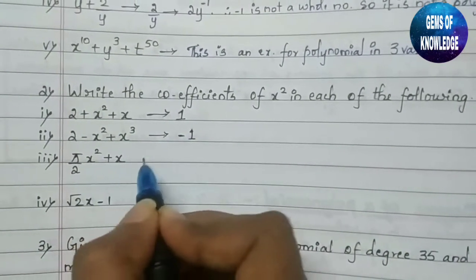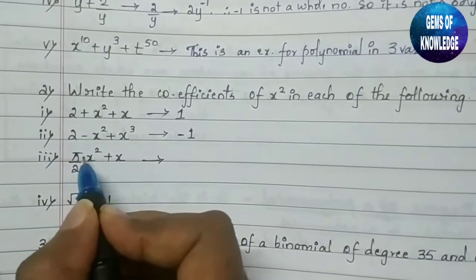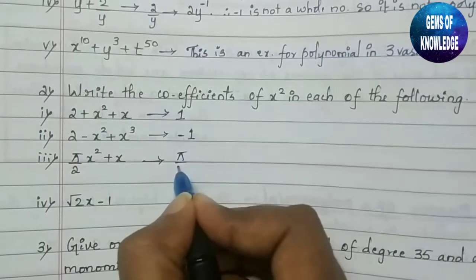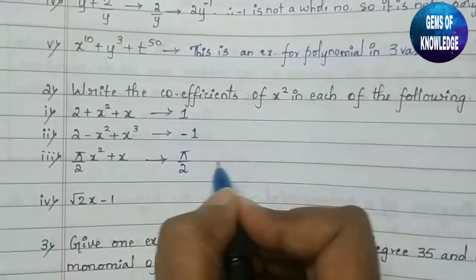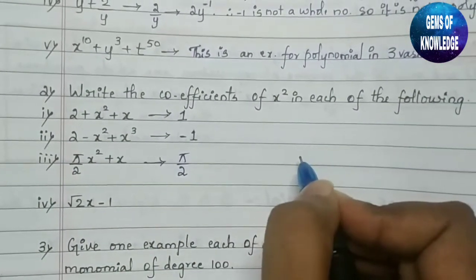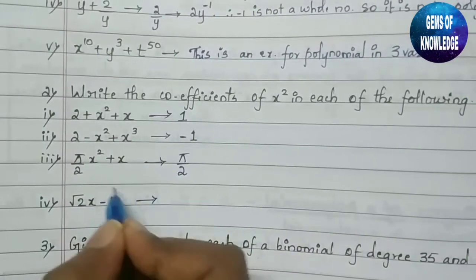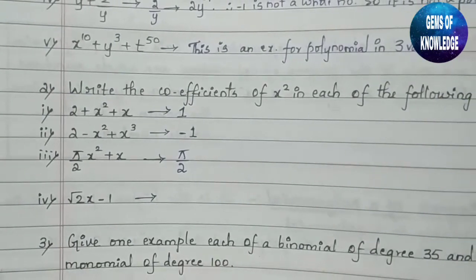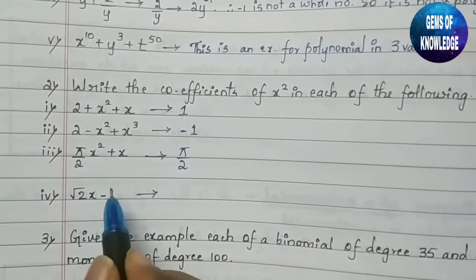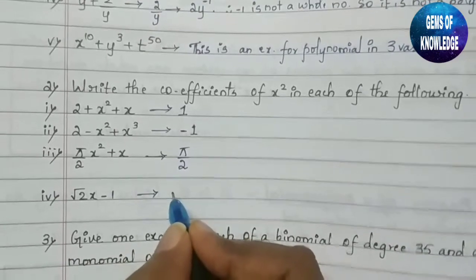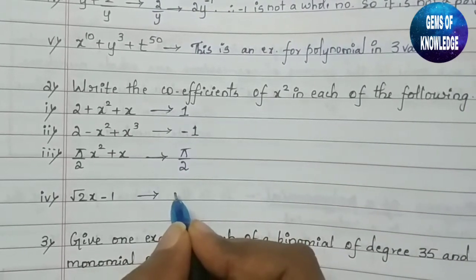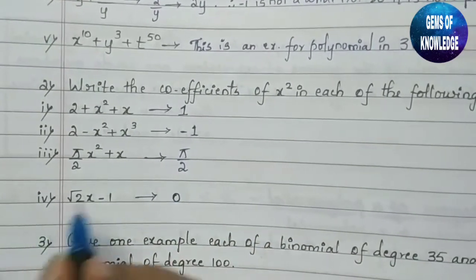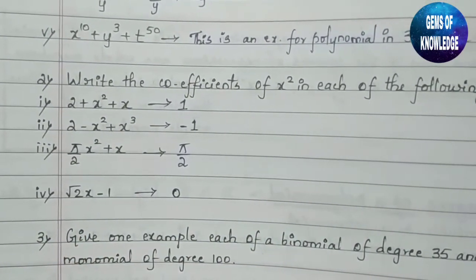Okay, then in the third case, you can see the coefficient beside x square is pi by 2. So you can write pi by 2 is the coefficient of x square. So next, in this case, what is the coefficient of x square here? Since there is no x square in this case, the coefficient of x square is 0 because there is no x square at all.